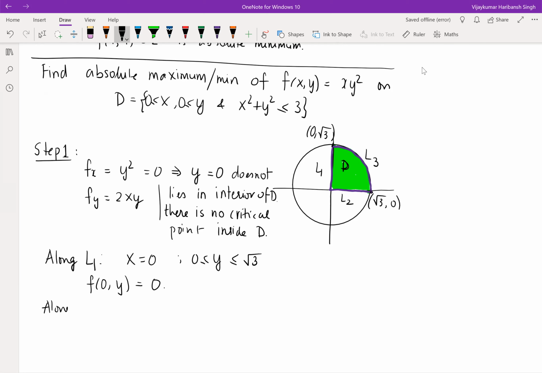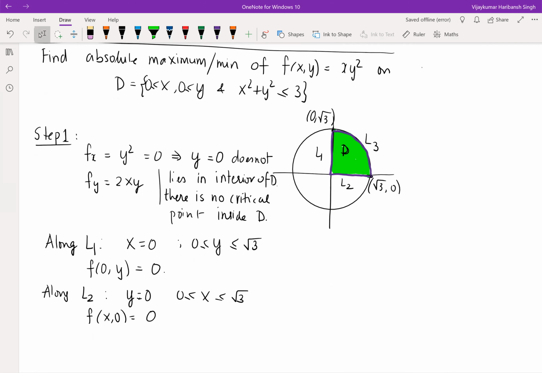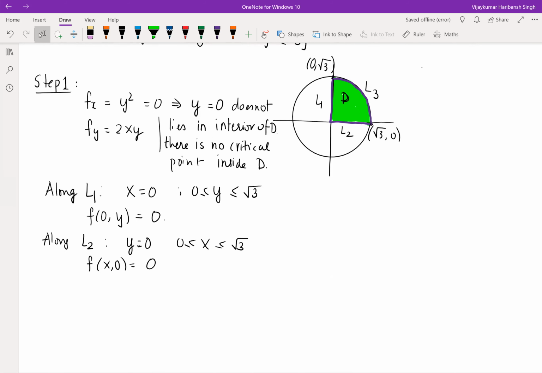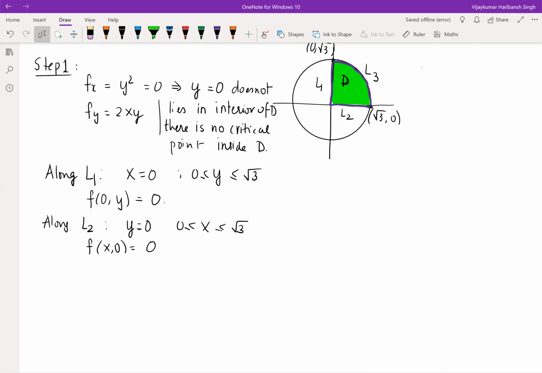Along L2, y equals 0 and x is between 0 and square root of 3. Again, we have f of x, 0 is 0. So nothing really interesting. No maximum or minimum discussions can occur. Every point is maximum and every point is minimum. Okay. Now along L3, that is slightly interesting.